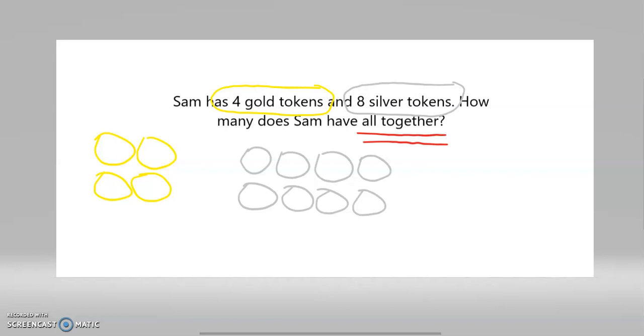And I can even create a math equation with this as well. So all together, that's signaling to me that we're going to be putting these 2 groups together. So I'm going to put a plus sign right in between my gold and silver tokens. The reason I put it in red is because the red symbolizes our all together. We can also just write it as 4 plus 8 equals.